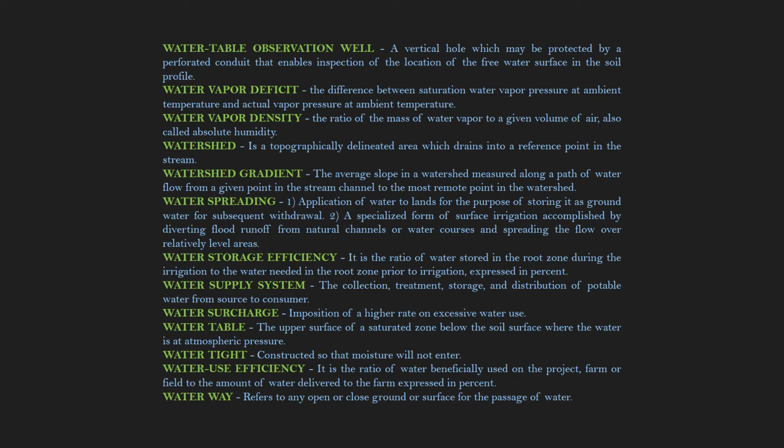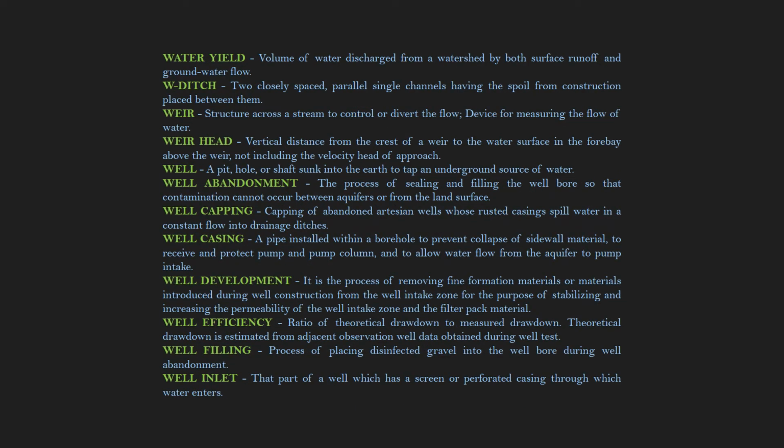Waterway refers to any open or closed ground or surface for the passage of water. Water yield: volume of water discharged from a watershed by both surface runoff and groundwater flow. W ditch: two closely spaced parallel single channels having the spoil from construction placed between them.